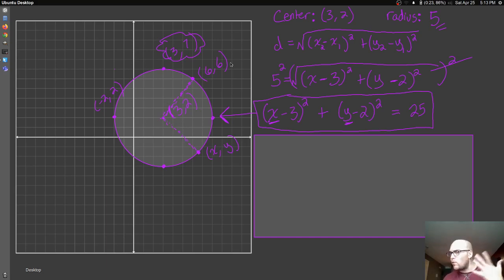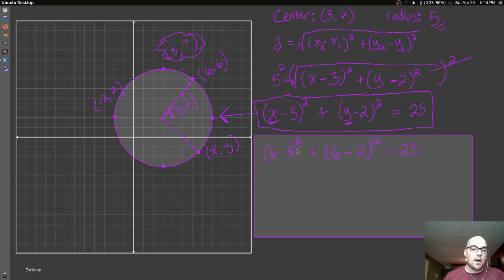Now I could do that. We've done questions like that before by plugging it into the distance formula. Instead, let's plug it into the equation of this circle. Let me say, okay, the x coordinate I'm measuring to has an x coordinate of 6, so let's do (6 minus 3) squared plus (y minus 2) squared should equal 25.